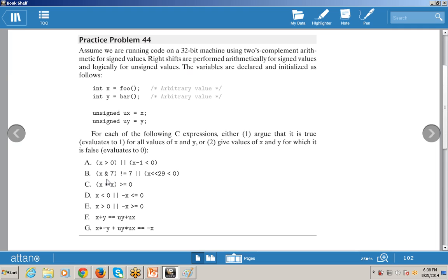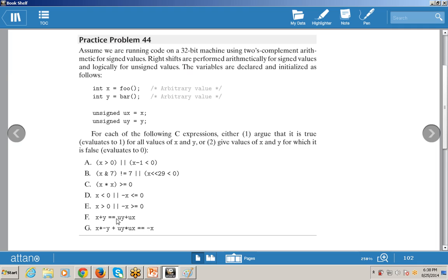Then next is x and 7 is not equal to 7, or x shifted by 29 is less than 0. So if this is true and this is true, then the output is true. If one of the conditions is true, then the output is also true, because there is an OR operation in between. In the same way, you have to attempt all the questions.